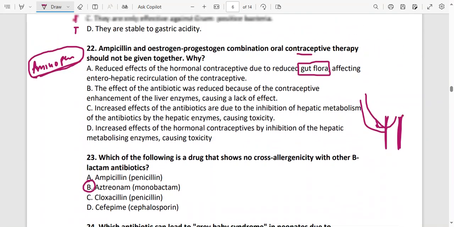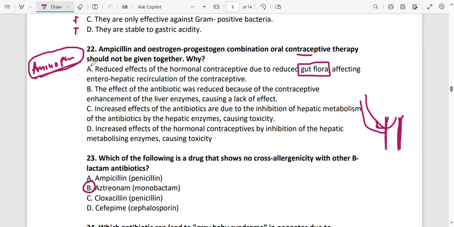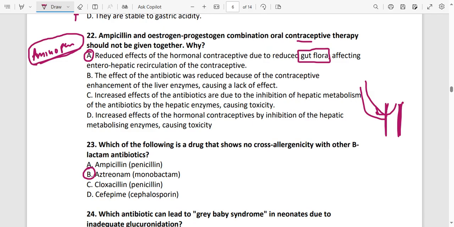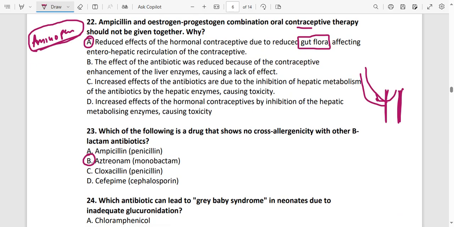Previous one, it was A, reduced effect of the hormonal contraceptive because of the reduced gut flora affecting enterohepatic circulation of the contraceptive.